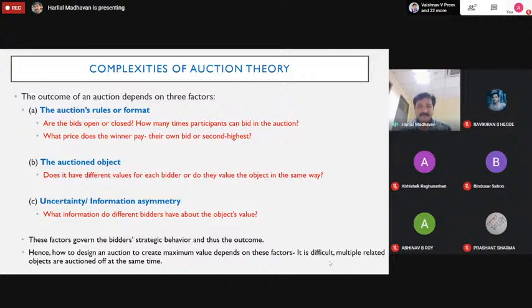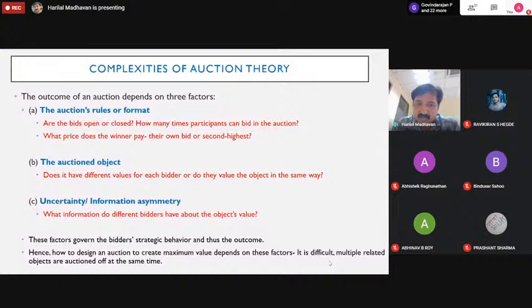So let's briefly look at some of the complexities of auction theory, and I hope it's quite simple and you will be able to understand. Obviously this could easily be presented mathematically, but this is a very non-technical version of it. The outcome of an auction mainly depends on three factors. One is the auction's rules or format, because there are different formats for auctions. There are open bids or sealed bids, right? How many times participants can bid in the auction, and what price the winner usually pays, their own bid price or the second highest? That's what we have seen in the case of New Zealand. So you see the different formats: sealed bids and open bids, the number of times a participant can bid, and whether the winner pays their own bid or the second highest.